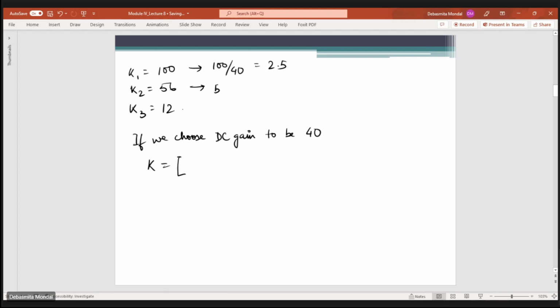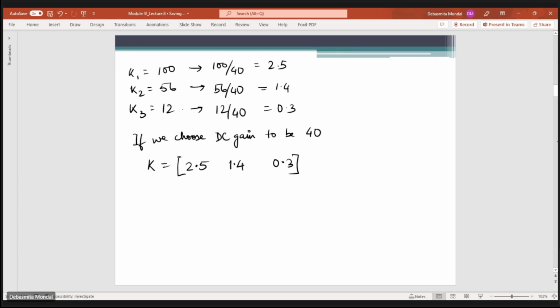Similarly, this will be 56 by 40. It is 1.4, and this will become 12 by 40, that is equal to 0.3. So you can write that the state feedback that you have designed can have smaller gains of this value, but provided that you have an overall DC gain of 42 in the initial stage of the system.